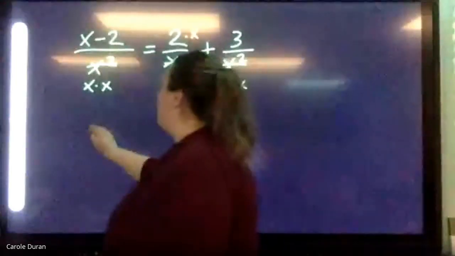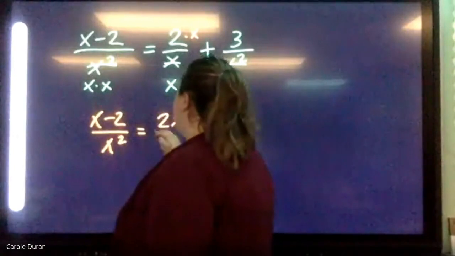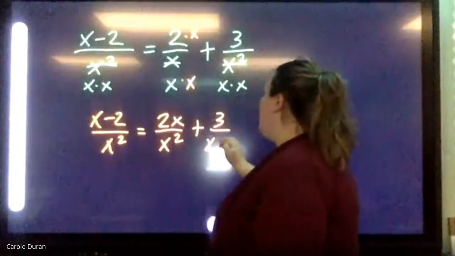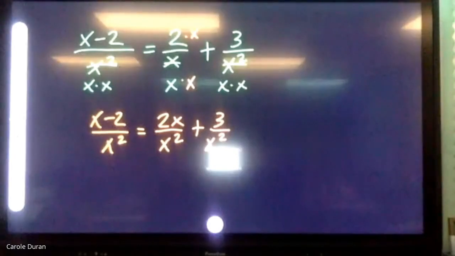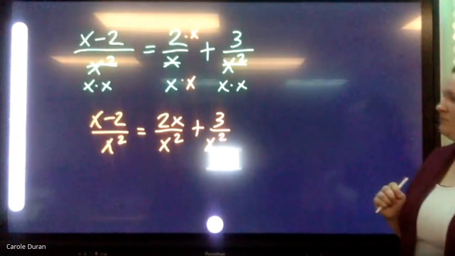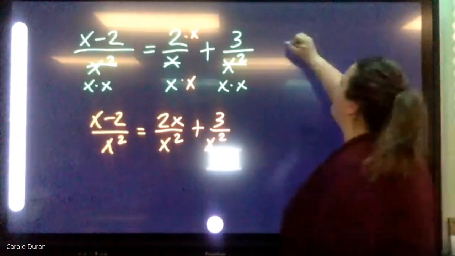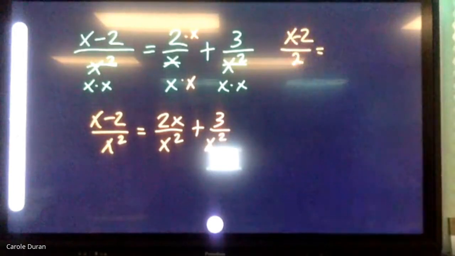So when I do, I get x minus 2 over x squared equals 2x over x squared plus 3 over x squared. Right, I just multiplied that x into the middle fraction and simplified them. What next? On the right side, good. How do I combine them, Pfeiffer? Perfect. So when I put them together, I just go ahead and add them. Go ahead and finish this problem on your own, please.